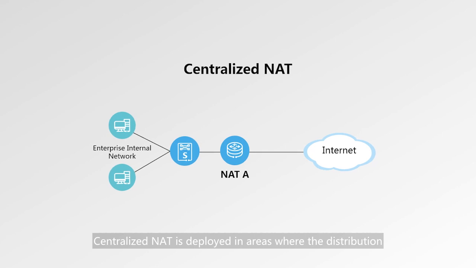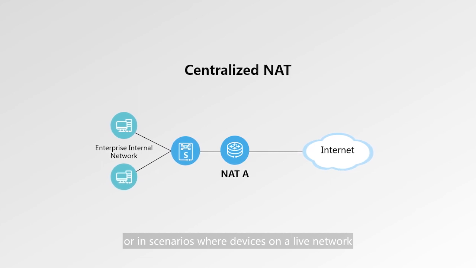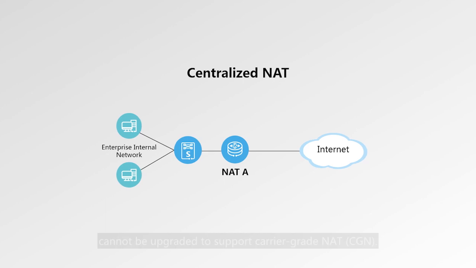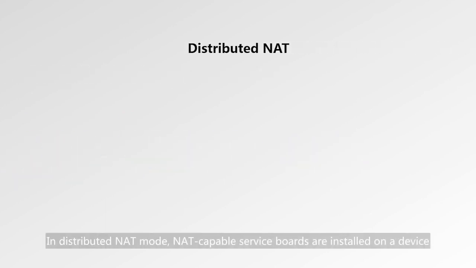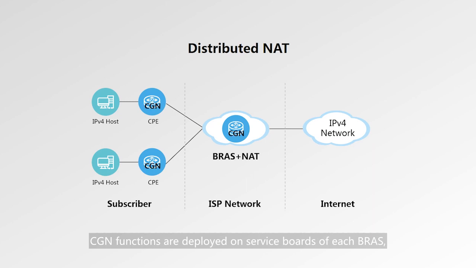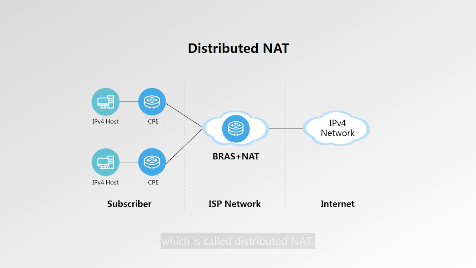Centralized NAT is deployed in areas where the distribution of private network users is sparse, or in scenarios where devices on a live network cannot be upgraded to support carrier-grade NAT, CGN. In distributed NAT mode, NAT-capable service boards are installed on a device, for example, a BRAS, to implement NAT functions. CGN functions are deployed on service boards of each BRAS, which is called distributed NAT.